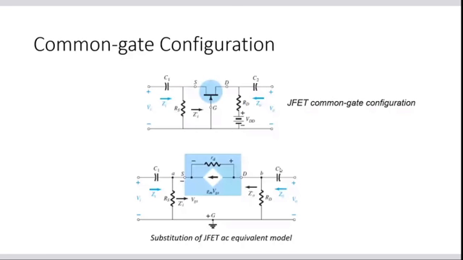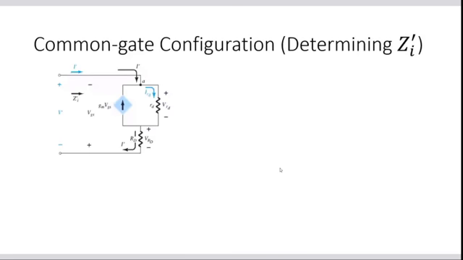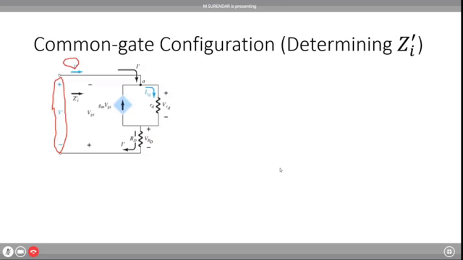Okay, this is the circuit. This is the redrawn circuit for determining the Zi dash, and we have assumed an imaginary input of V prime and I prime, where Zi prime, that means Zi dash, will be equal to V prime divided by I prime. That is what we are going to find.